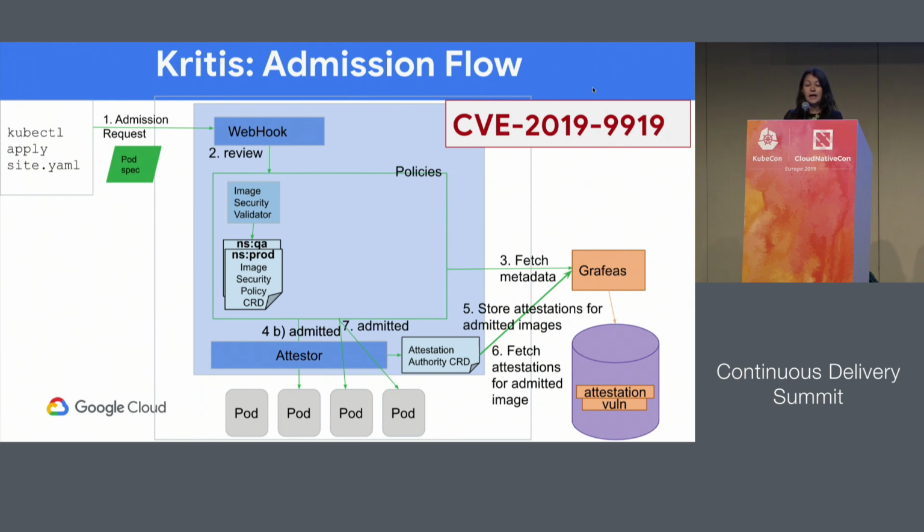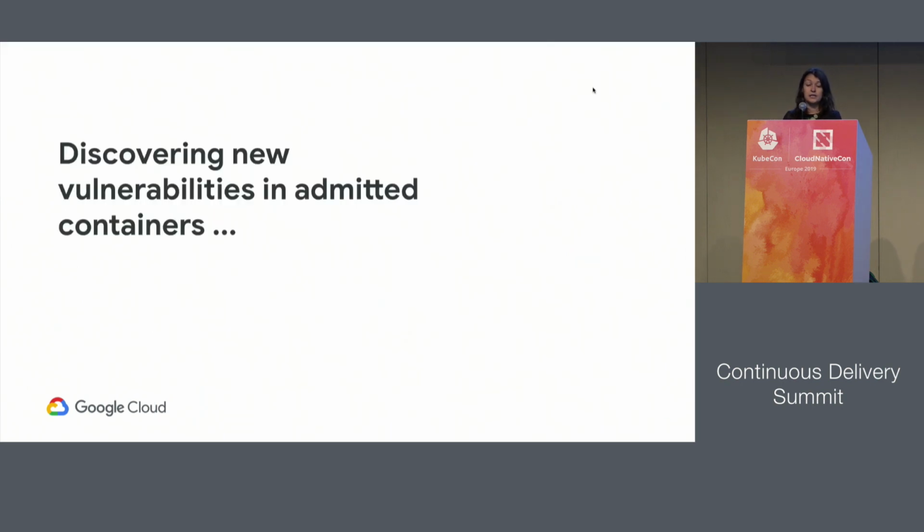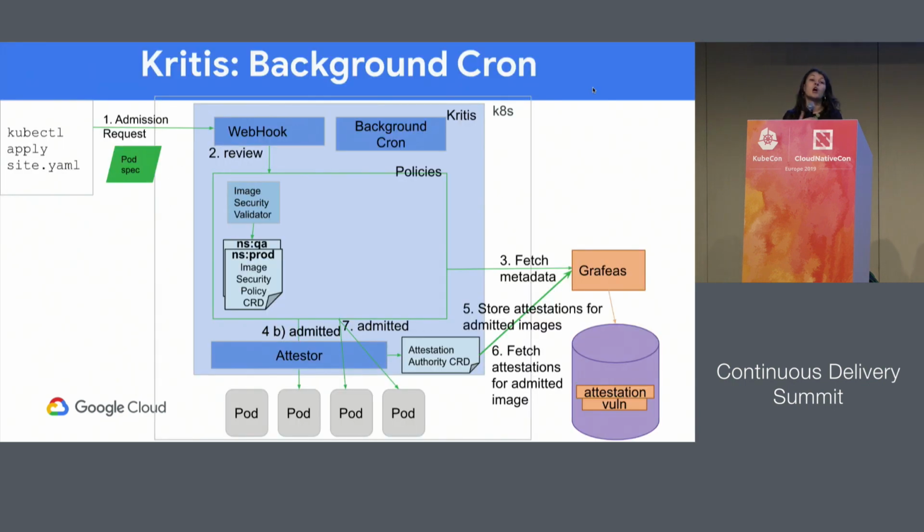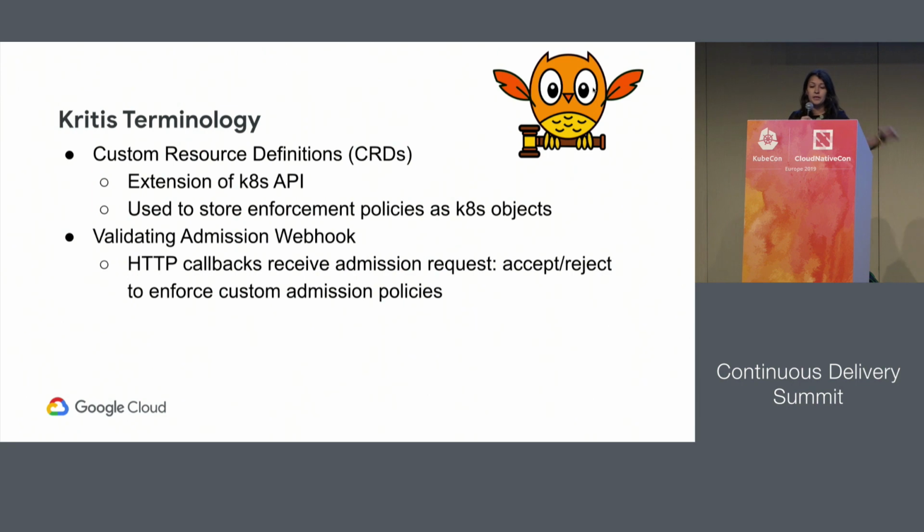So now we're good. And now to make sure that we actually are discovering new vulnerabilities, so if the Heartbleed bug is discovered, right? We don't want to just keep running our e-commerce website and never find out about it. So there is a background cron that runs and looks at all the running pods and then adds labels and annotations to them so the cluster admin can verify that these running pods are no longer satisfying the image security policy. Great, so a couple points of terminology. We use custom resource definitions for storing policies as Kubernetes objects.